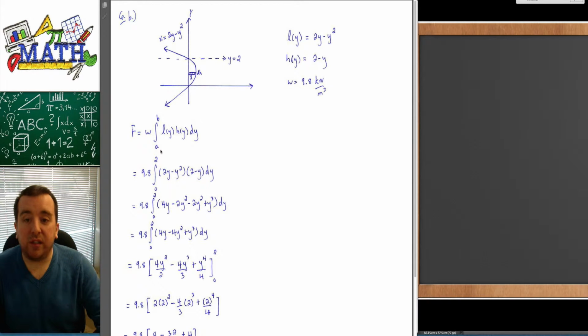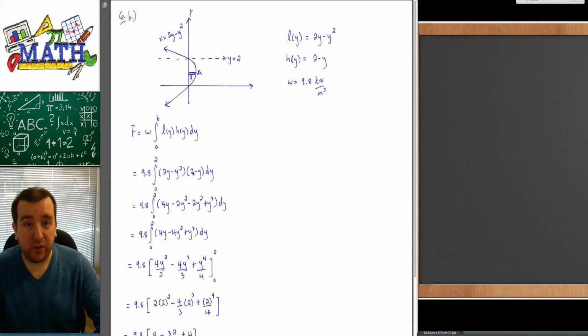So we're integrating from 0 to 2 here because we're integrating in y, from the bottom up, because y's go in that direction. At the same time, we'll be integrating from a depth at the surface here down to 2 meters deep. So that's how that works. So we put 9.8, and then our L of y is 2y minus y squared, our h of y is 2 minus y, dy here.